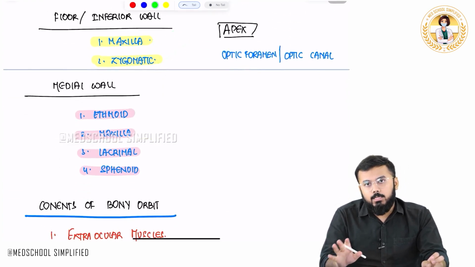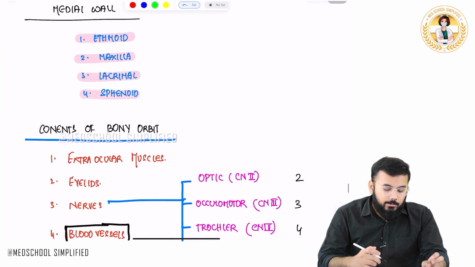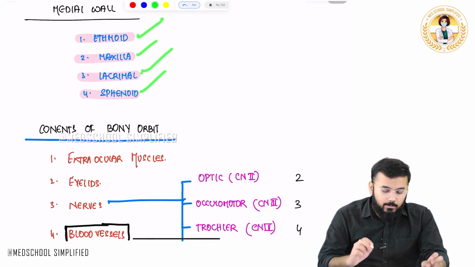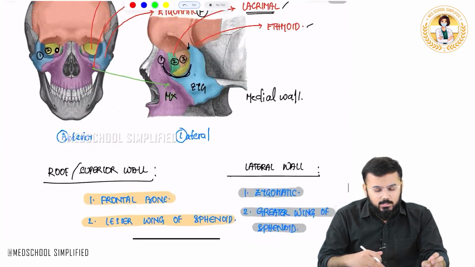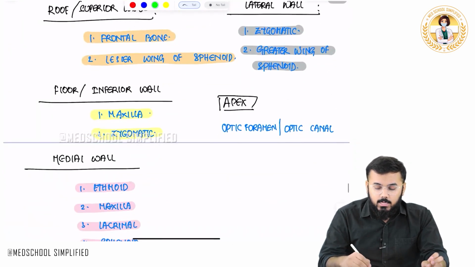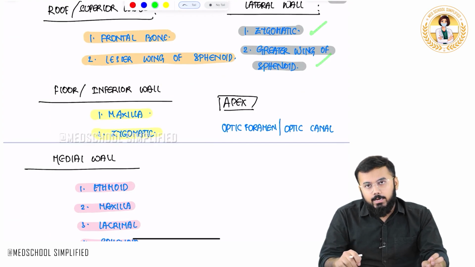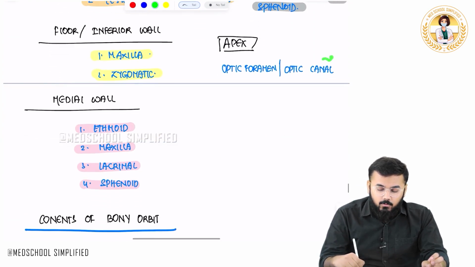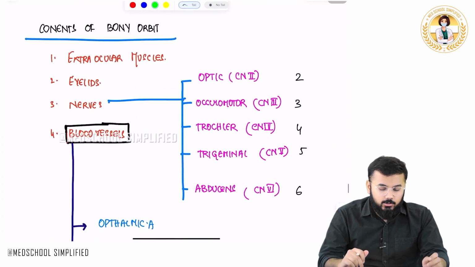It would be better if you look at the picture and then answer these questions. Medial is ethmoid, maxilla, lacrimal and sphenoid. There is no mnemonic for this. Just looking at a picture will help you answer this. Lateral wall has zygomatic and greater wing of sphenoid. Apex has what? Optic foramen or optic canal.